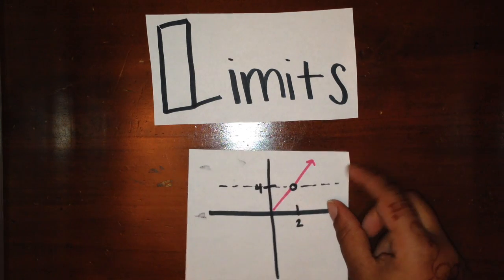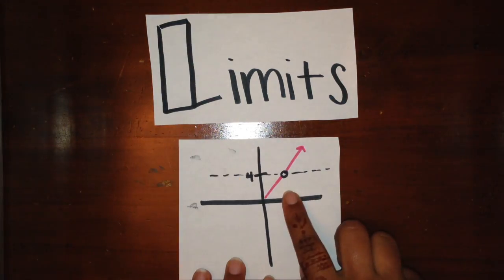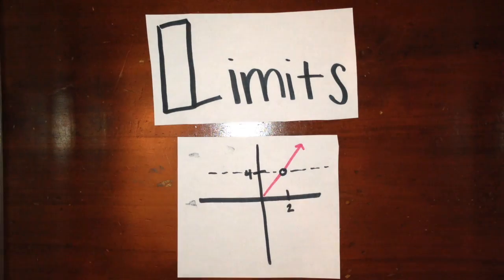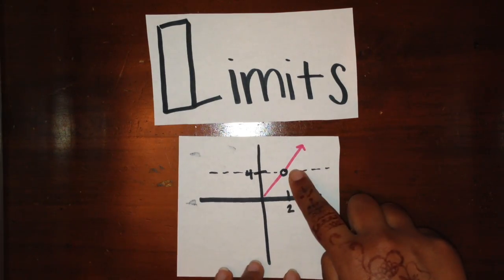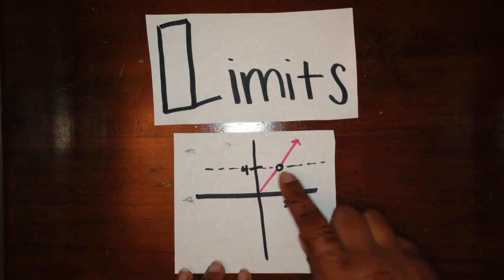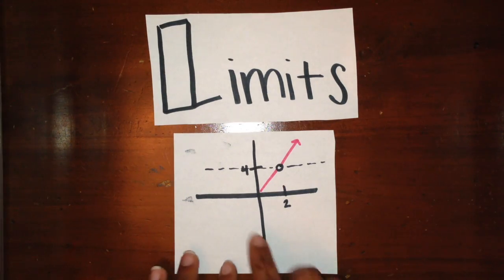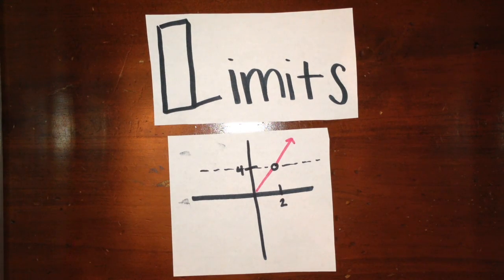And then what happens if you have a hole? Even though there's a hole here at x equals 2, that's okay, because both the left side of your line and the right side of f of x both meet in the same place, which means that your limit here is 4, even though technically there's not an actual point there.